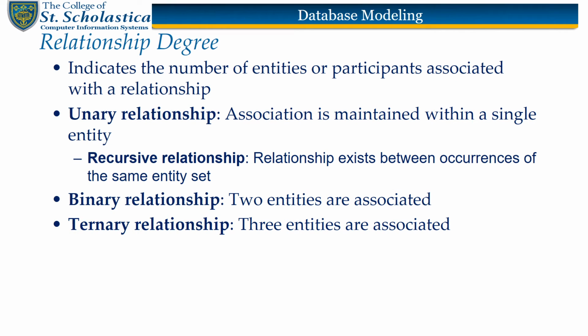A relationship degree indicates the number of entities or participants associated with a relationship. A unary relationship exists when an association is maintained with a single entity. A binary relationship exists when two entities are associated. A ternary relationship exists when 3 entities are associated. Although higher degrees exist, they are rare and are not specifically named. For example, an association of 4 entities is described simply as a 4-degree relationship.